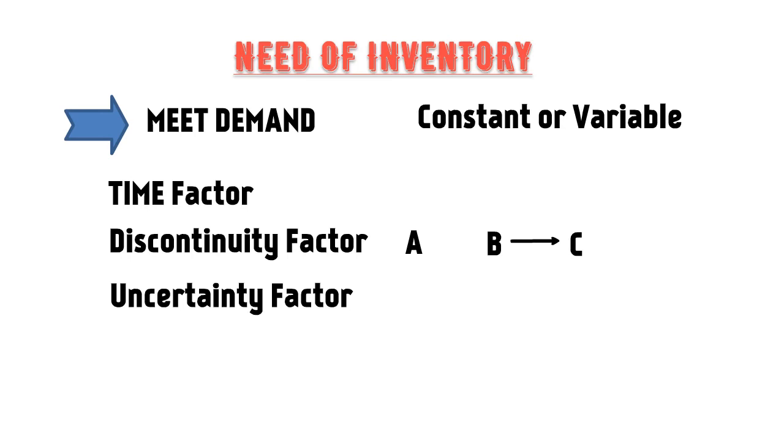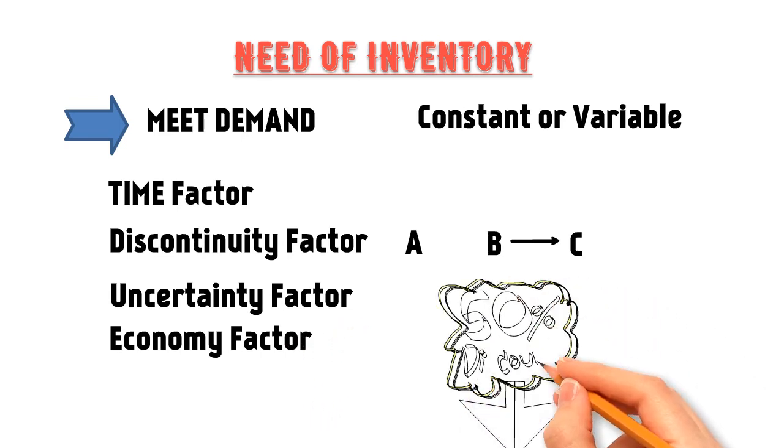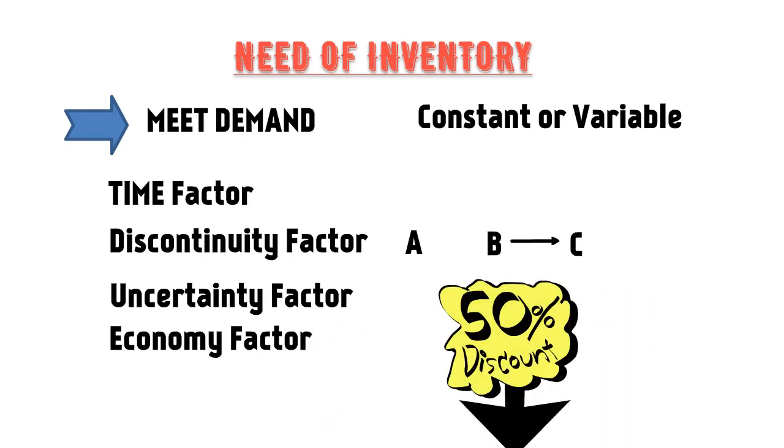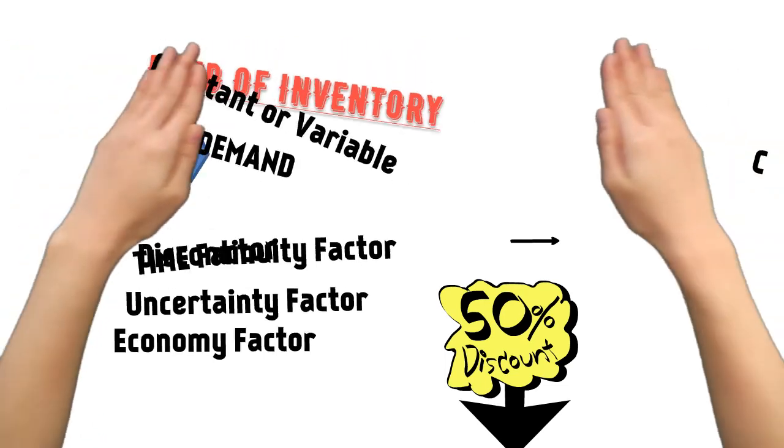Then we have the economy factor. Inventory offers cost reduction advantages when bulk purchases with quantity discounts are allowed, or when procurement at the lowest price in condition of seasonal price fluctuation is justified.